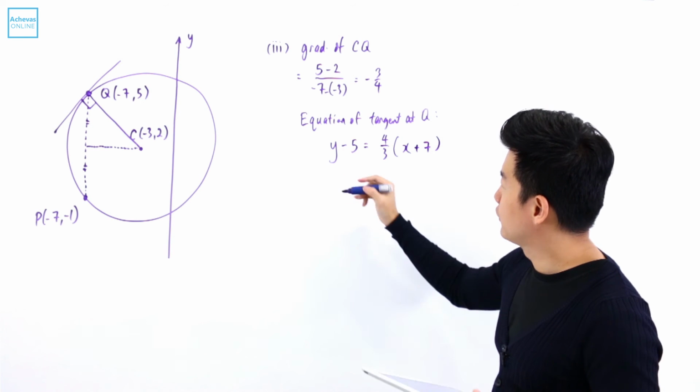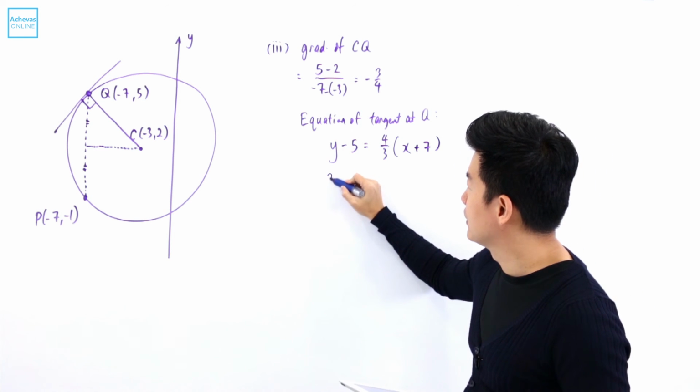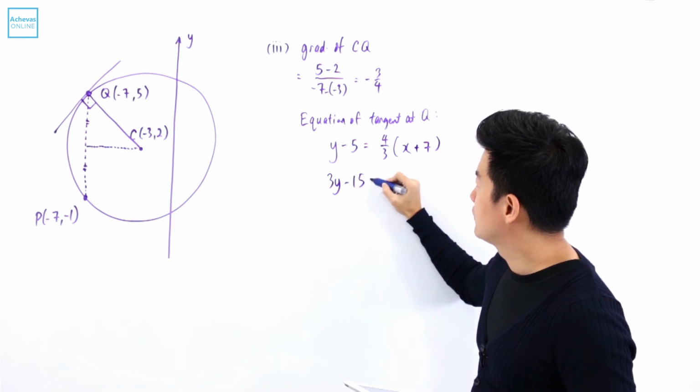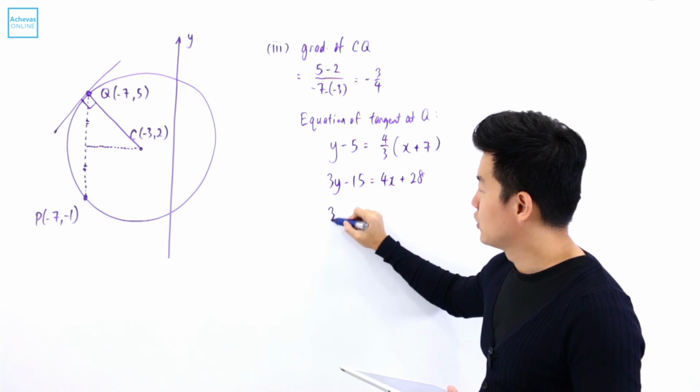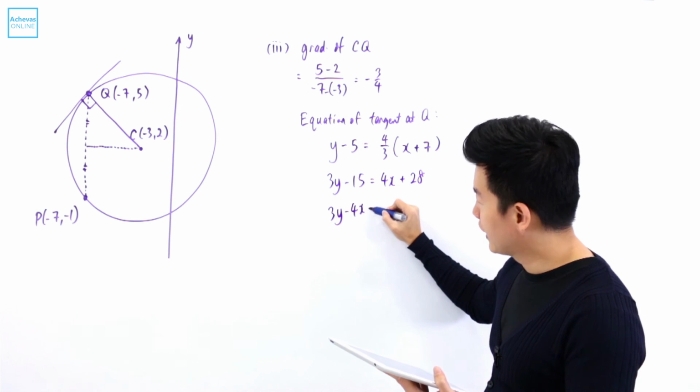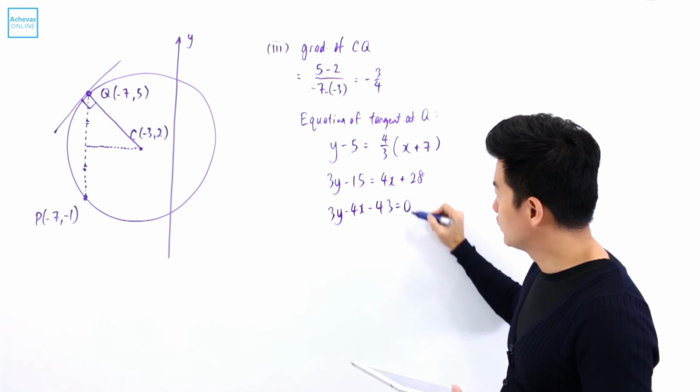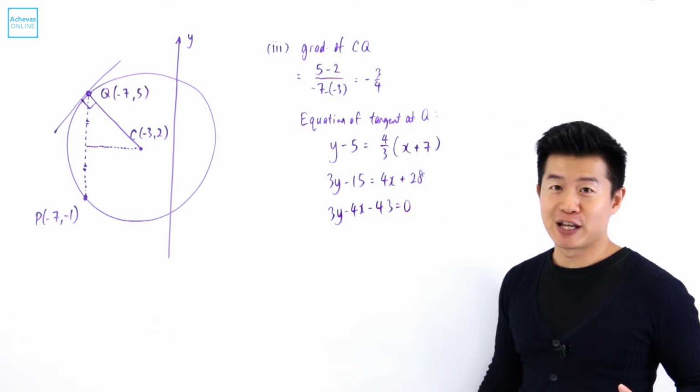If I were to multiply throughout by 3, it is going to be 3y minus 15 is equal to 4x plus 28. So 3y minus 4x minus 43 is equal to 0 is the equation of the tangent at Q.